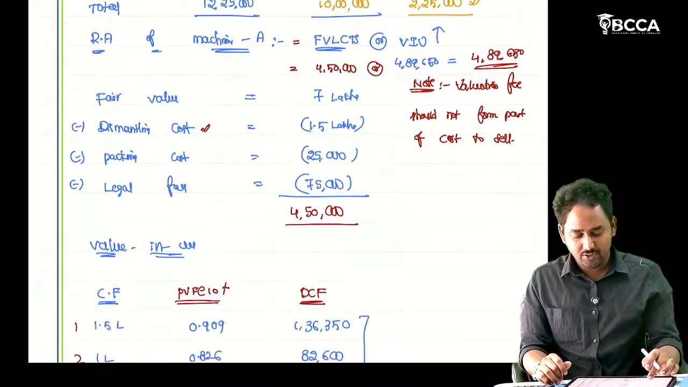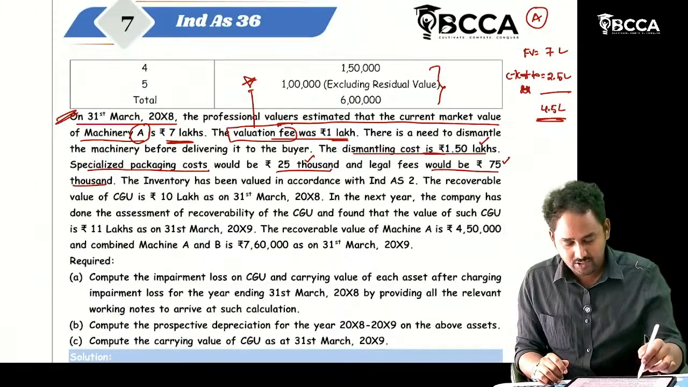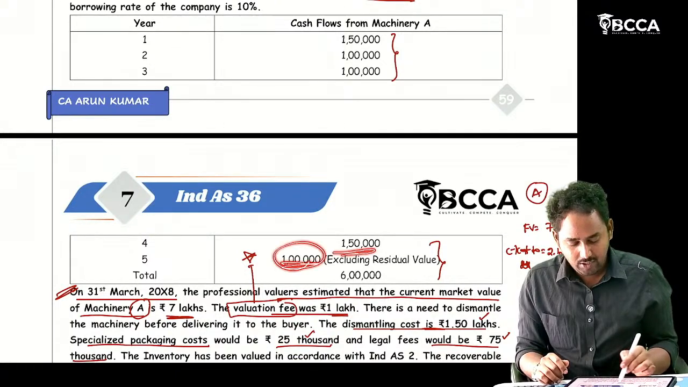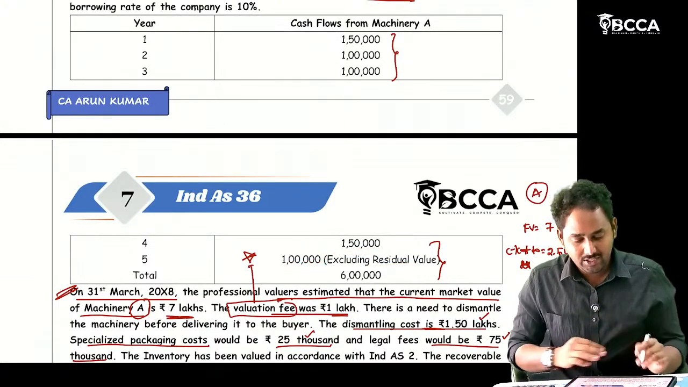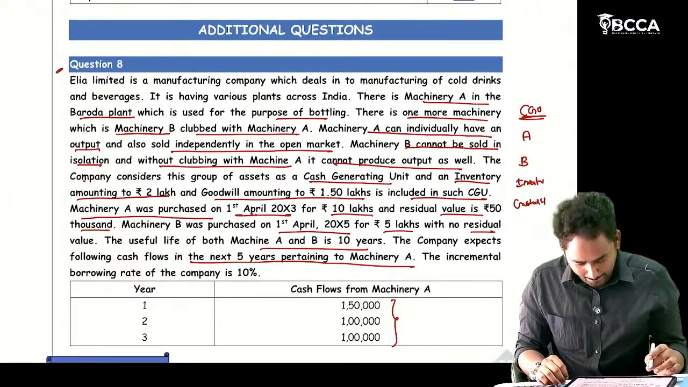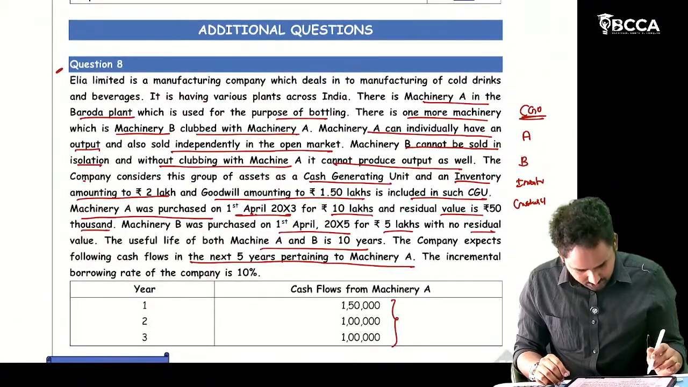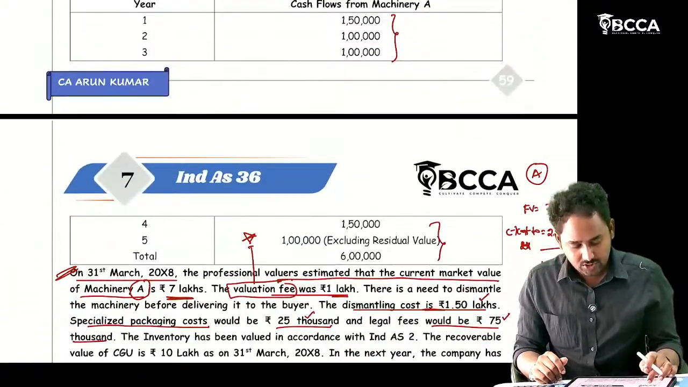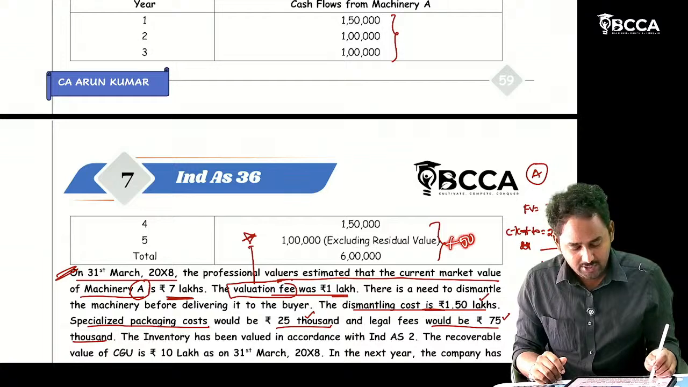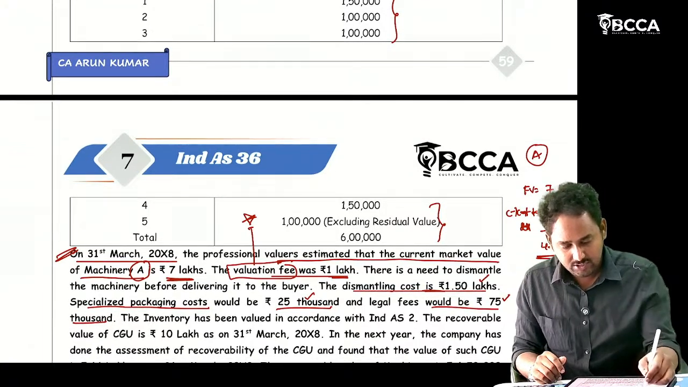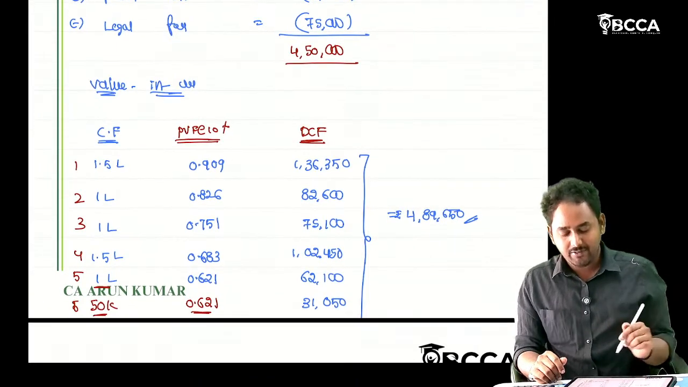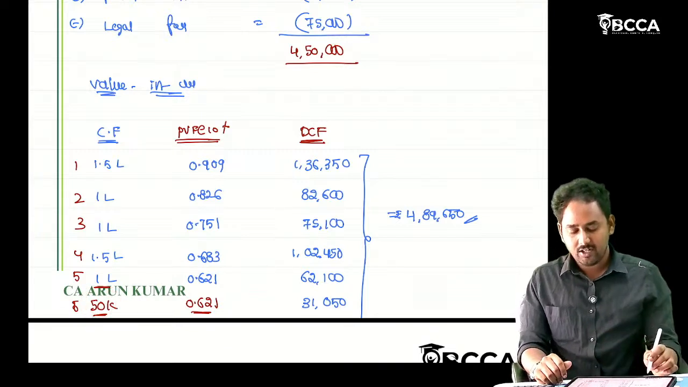Then what is the value in use? The information is given in the question. So 1.5, 1 lakh, 1 lakh, 1.5 lakh, 1 lakh rupees excluding residual value. What is the residual value for machinery A? The machinery A residual value is 50,000. So this 50,000 also should be included at the end of the 5th year. So let's see the calculation. 1.5, 1 lakh, 1 lakh, 1.5, and in the 5th year 1 lakh. Apart from that 1 lakh, we should expect the residual value of 50,000.